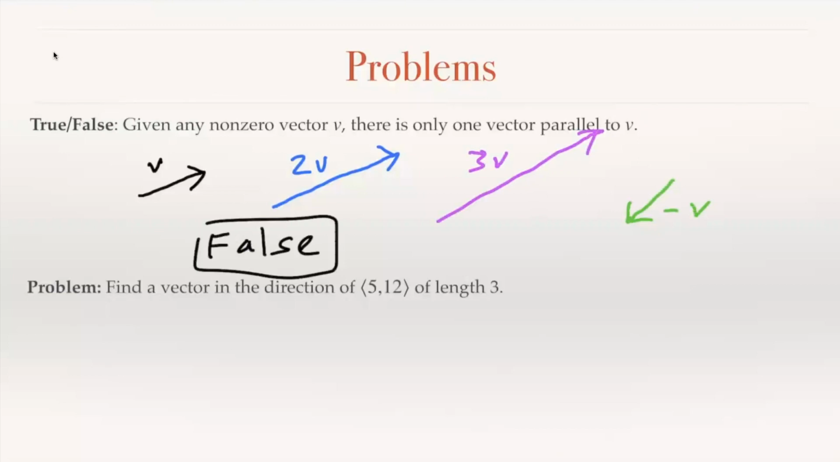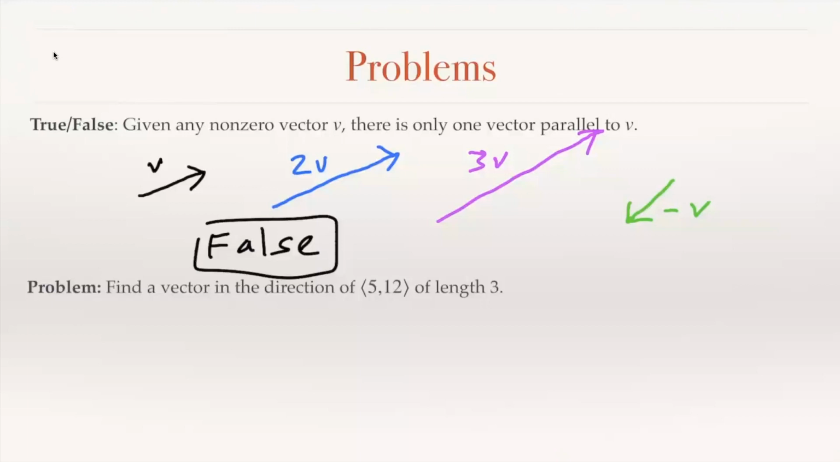Another example problem. I tried to make the problem similar to the homework. Find a vector in the direction of (5, 12) of length 3. Again, I encourage you to pause the video and try to work this out. Mathematics is like learning how to swim. You can't learn how to swim by watching someone else swim. You need to go in and struggle and try yourself.